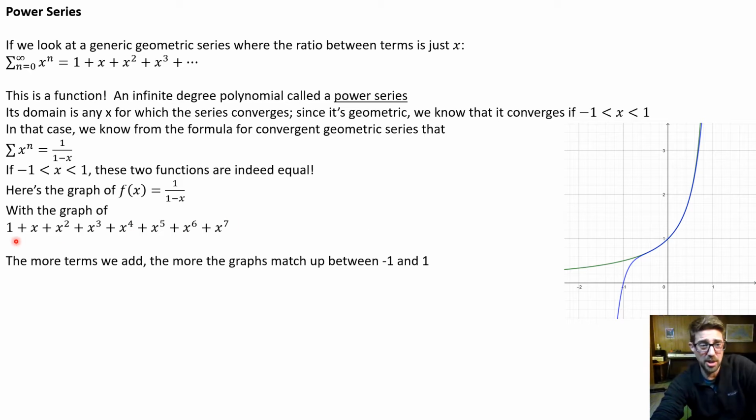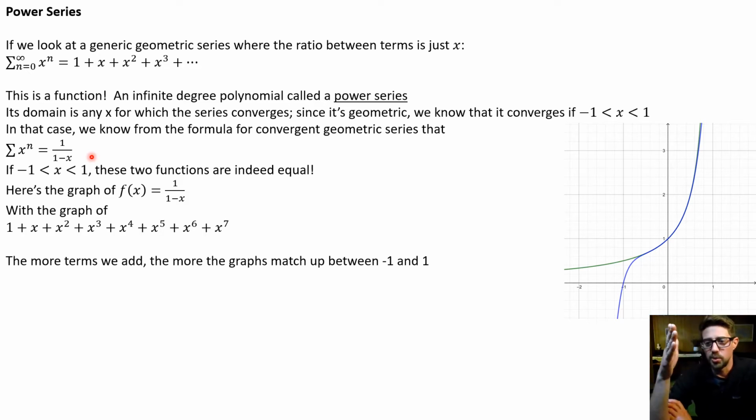Here we just have the first 8 terms, but already between -1 and 1, they're pretty much indistinguishable, right? So now imagine if we had the first 100 terms or 1,000 terms, okay? So if we can truly say that this polynomial stretches out to infinite degree, then we can truly say that these two things are exactly equal. Okay, so that's what a power series basically is.